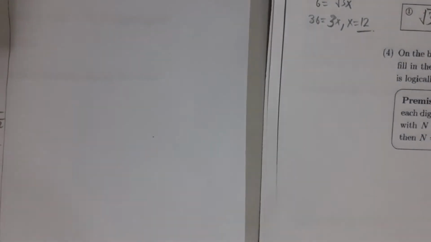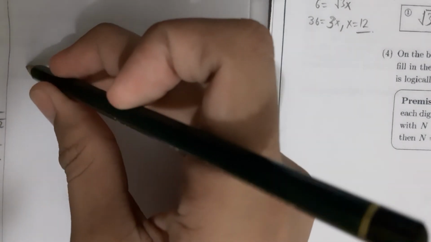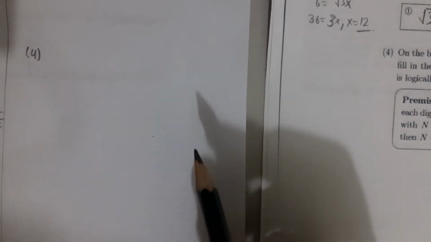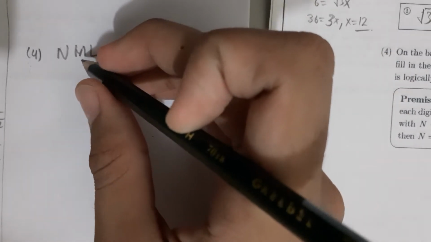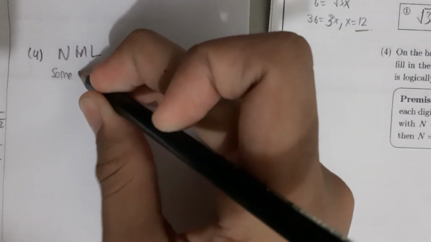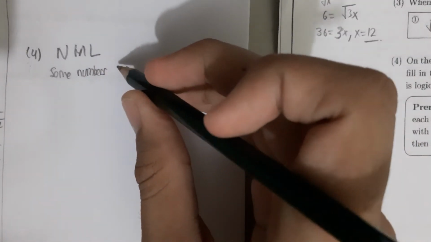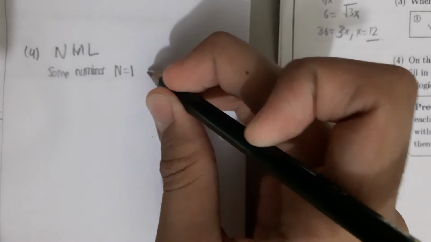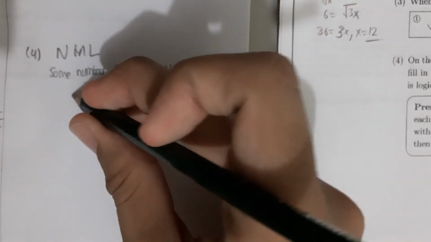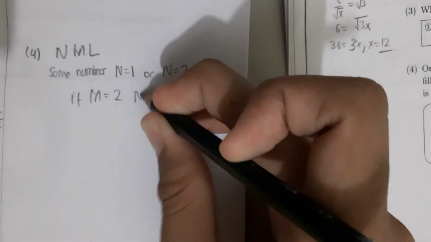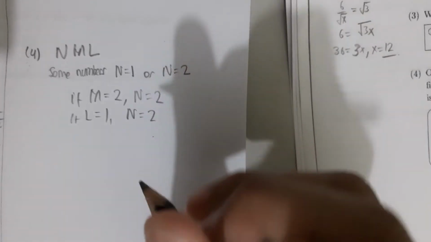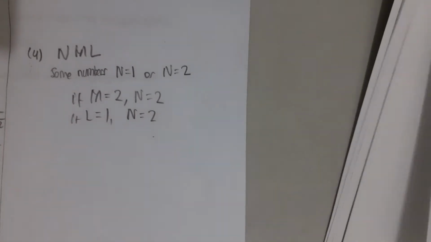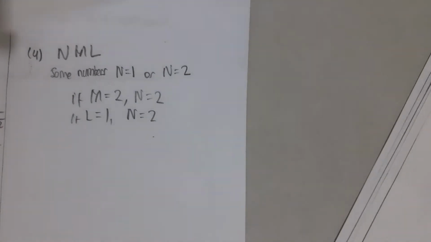So there are several 3-digit numbers n, m, l, each digit of which is either 1 or 2. There are some numbers where n is 1 or n is 2, and if m is 2, then n is 2. Then if l is 1, then n is 2. And let's directly see what the question is about, the conclusions.